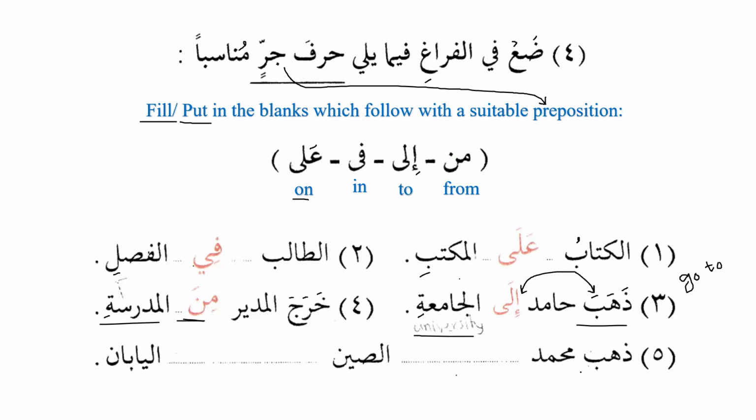From to. Yeah. Dhahaba Muhammadun. Is it from to, or is it like min ila? Min as-Sini ila al-Yabani. From to. Like in English, we say, I went from this place to that place. From to. So that means min and ila. Min and ila. Dhahaba Muhammadun min as-Sini ila al-Yabani. Min as-Sini ila al-Yabani. Muhammad went from China to Japan. From China to Japan.